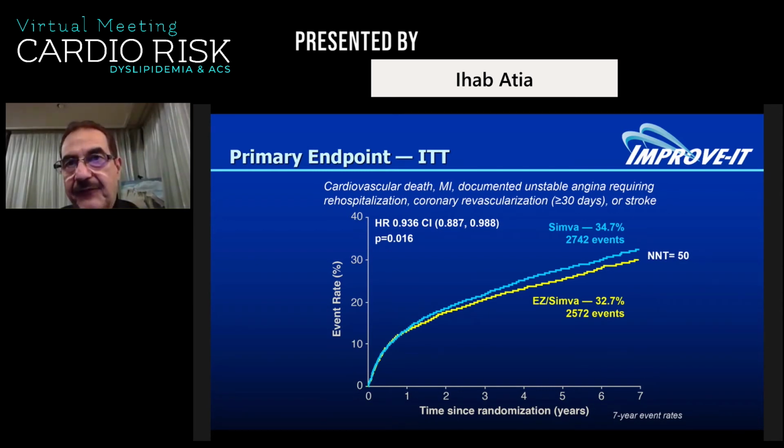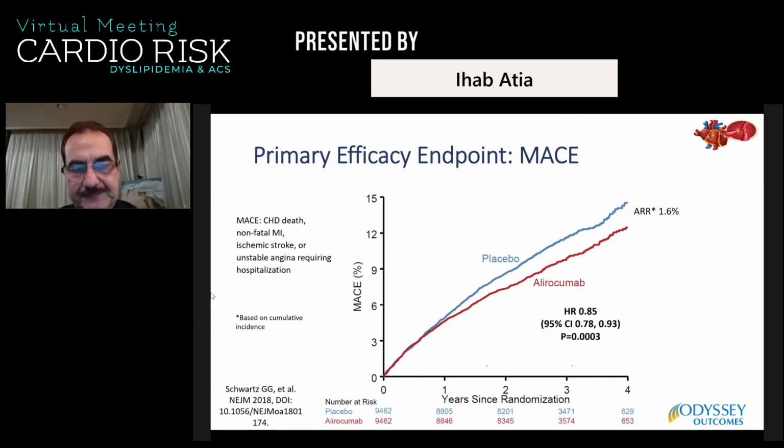And finally, the fifth trial was the Odyssey Outcomes trial with the monoclonal antibody for PCSK9, alirocumab. And you all remember the absolute risk reduction of 1.6%. So these were the 5 trials that had been adequately powered to show data.